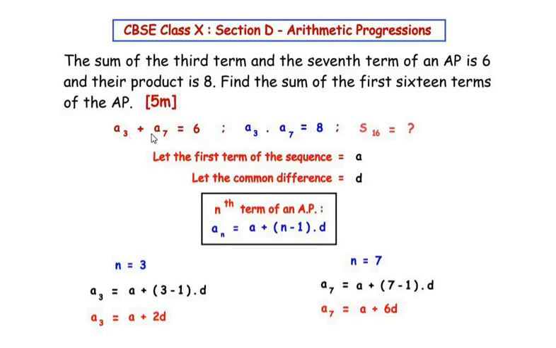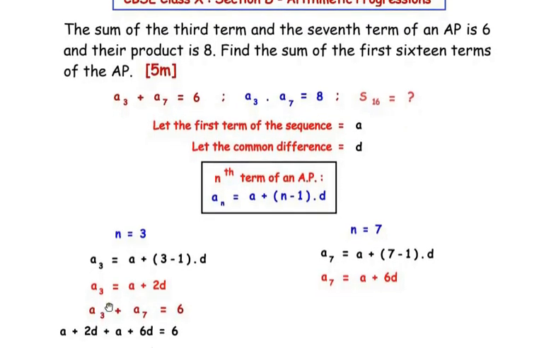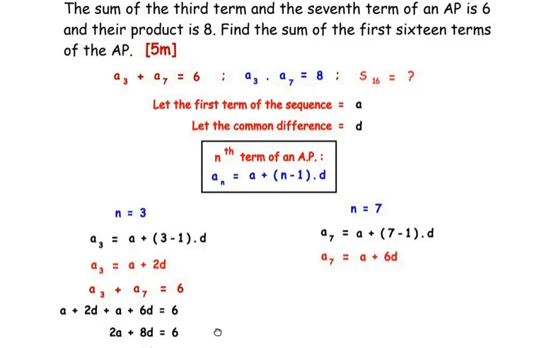Now let us focus on the given expressions, starting with A3 plus A7 is equal to 6. So here we have written A3 plus A7 is equal to 6. Now A3 we have got it as A plus 2D plus A7 we have got it as A plus 6D is equal to 6. Now adding the like terms we get A plus A as 2A and 2D plus 6D as 8D is equal to 6.